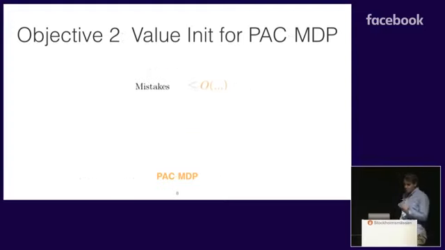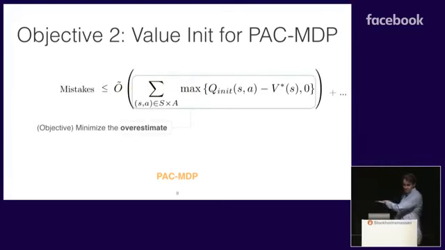So one symptom of a lot of these mistake bounds, these time step bounds, is the amount of over-optimism in your initial value function for these PAC-MDP algorithms, things like delayed Q-learning, as well as R-Max. So this effectively says the more over-optimistic you are, the more time you're going to waste exploring the environment.